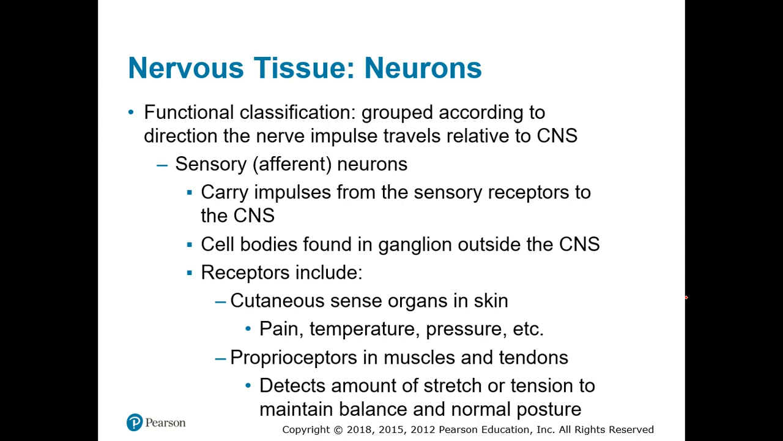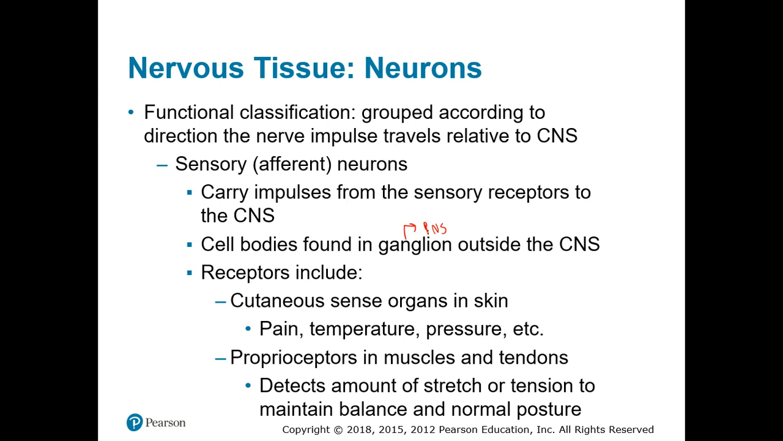The first one we're going to focus on is your sensory, also known as your afferent neurons. These are going to carry impulses from your sensory receptors to your central nervous system. And when I say receptors, I'm going to cover what I mean here down below. Cell bodies for your sensory neurons are found in your ganglion outside your PNS. So remember, your ganglion are going to be your peripheral nervous system.